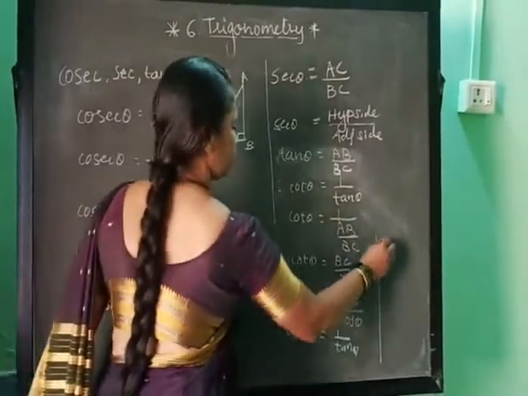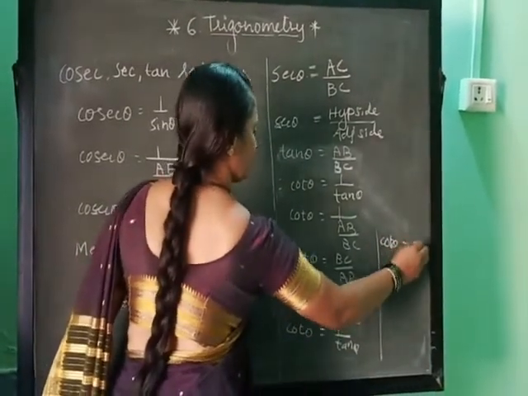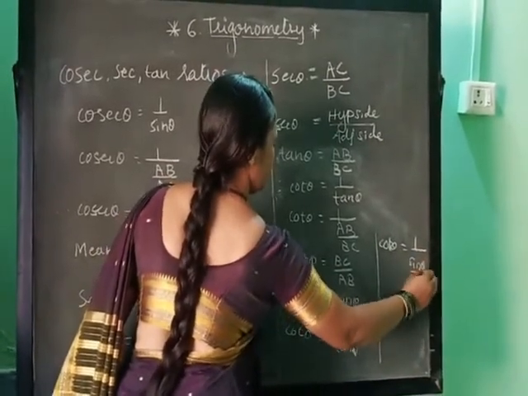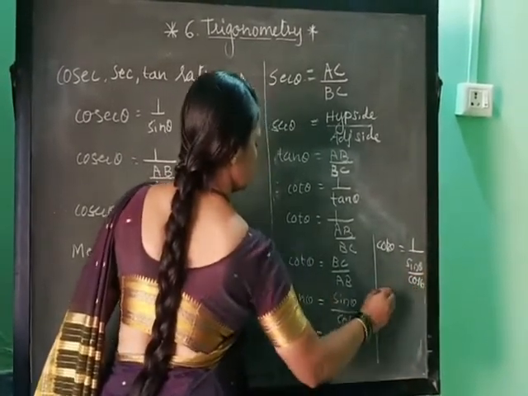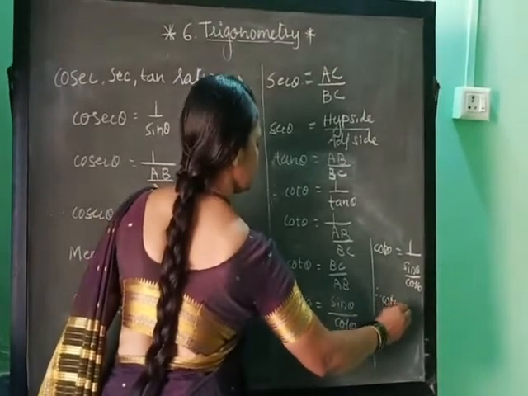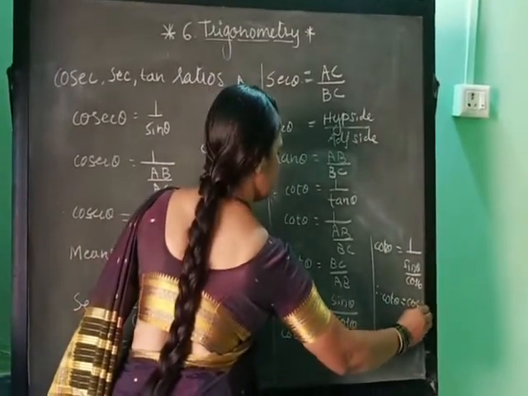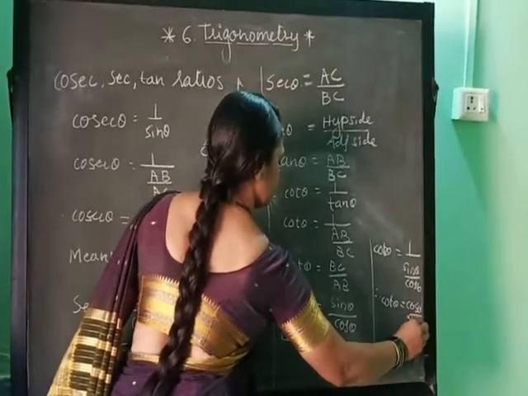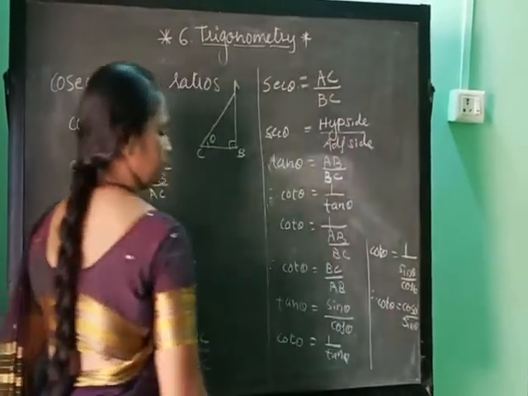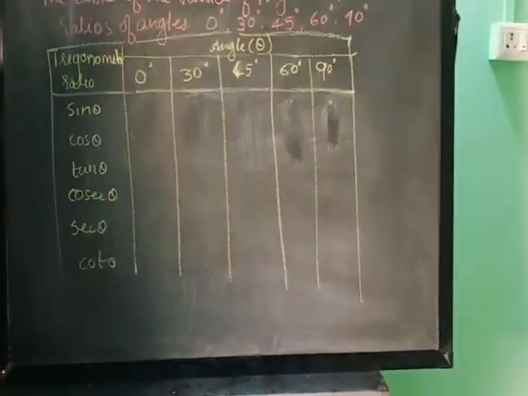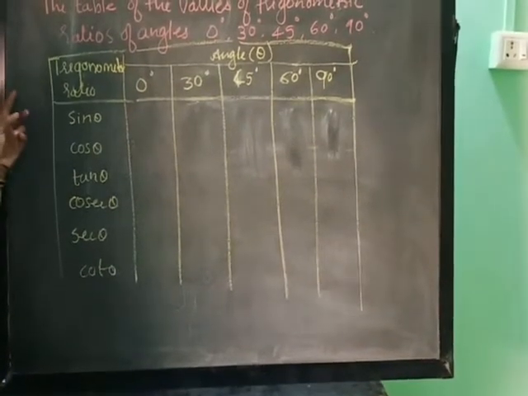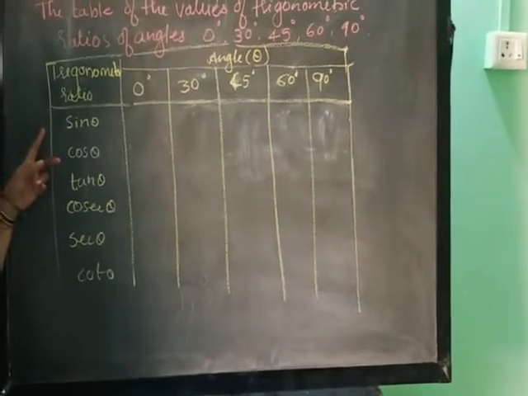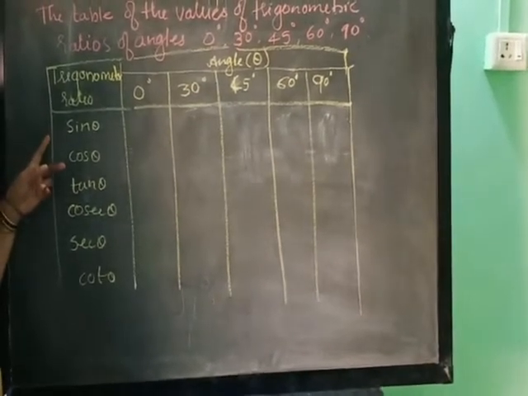Means cot theta is equal to 1 upon sin theta upon cos theta. Therefore cot theta is equal to cos theta upon sin theta. Learn the tables of the values of the trigonometric ratios of angles 0 degree, 30 degree, 45 degree, 60 degree and 90 degree.